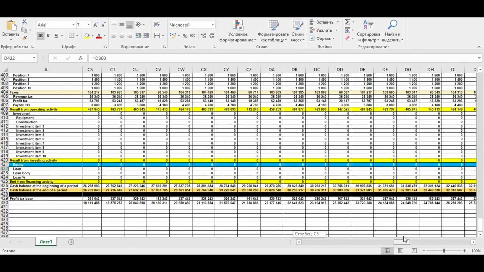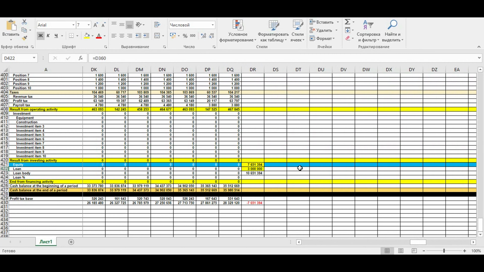We can go to the end of the timeline of our cash flow statement. Here we see the total for equity, total for bank loan, and total equity plus loan. So now we know the amount of money we need to start our business.